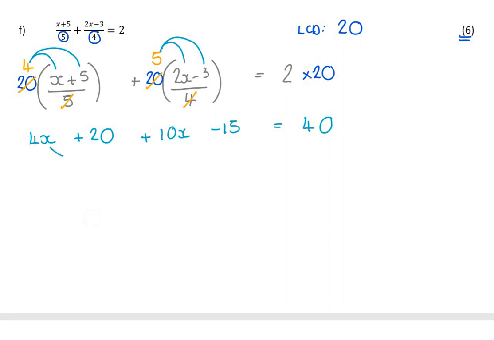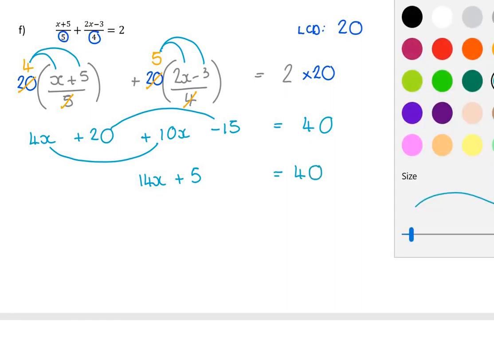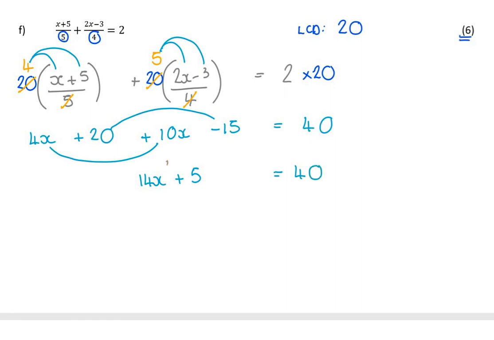Now this is a linear equation. It needs some neatening up. So that gives me 14x, and that gives me plus 5. I always like to neaten it before I work with it. It makes it much easier for me. Now I'm going to get rid of what's furthest away from x first. So I'm going to minus 5. You can do this in your head if you want. But if I minus 5 on both sides, I get 14x is equal to 35.